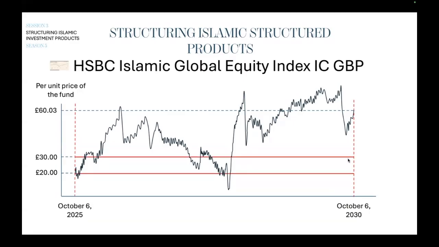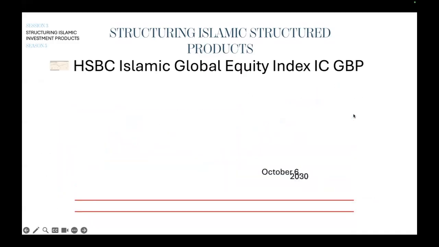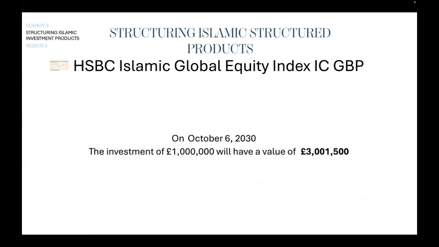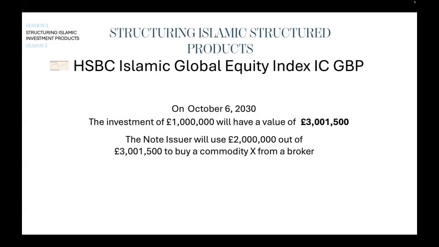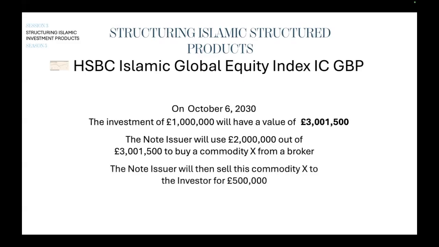This was the band, these red lines. The performance has been beyond that one. So in that case, on October the 6th, 2030, the investment of 1 million will have a value of roughly 3 million. The note issuer will use 2 million out of 3 million to buy a commodity X from a broker. This is all written in the term sheet of the note. So this note issuer will buy a commodity X from a broker using 2,000 out of 3,000. The note issuer will then sell this commodity X to the investor for 500,000.